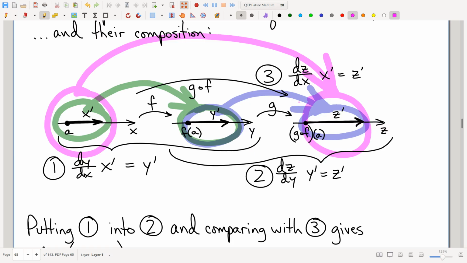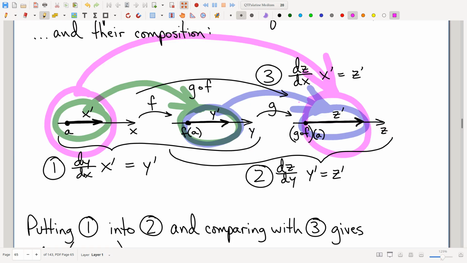Now, silly little exercise. Let's suppose you got some numbers, and let's suppose you start by multiplying by 4, and then after that, you multiply by 5. Altogether, you've multiplied by 4 times 5. That's really all the chain rule is saying.